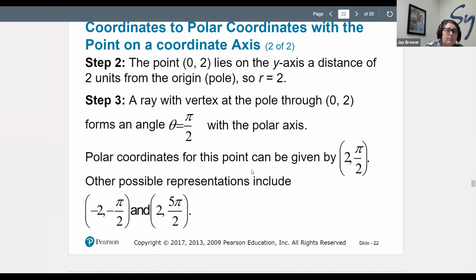but we can have other representations as well. We can have -2, negative pi over 2, and we can also have 2 comma 5 pi over 2. So again, your representations are important, okay?